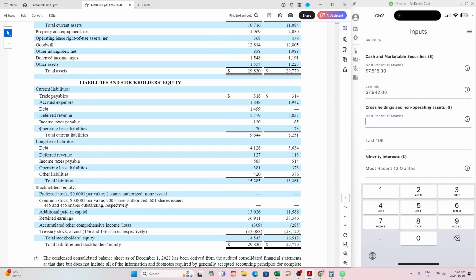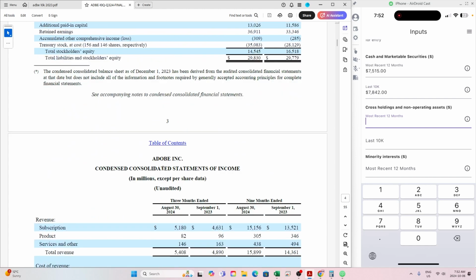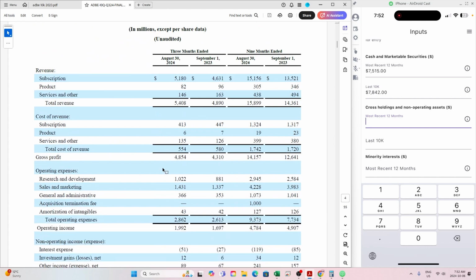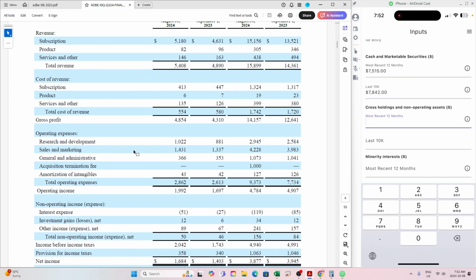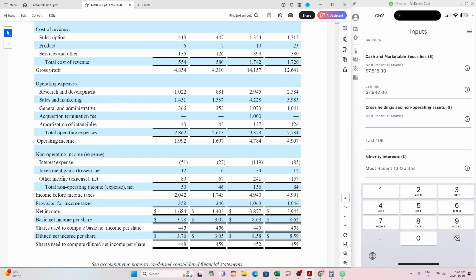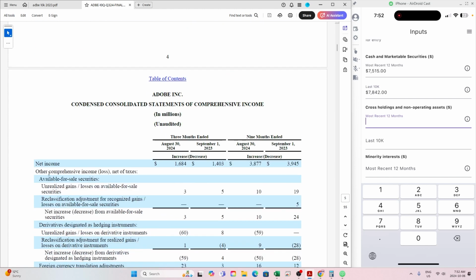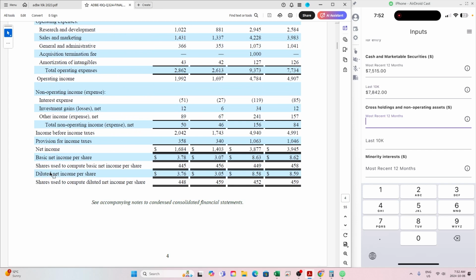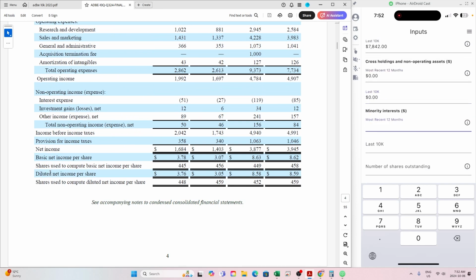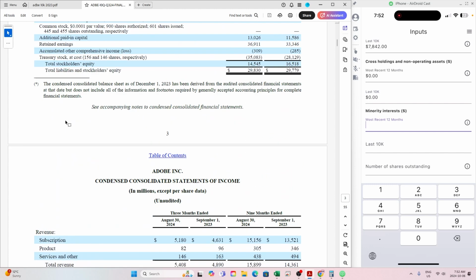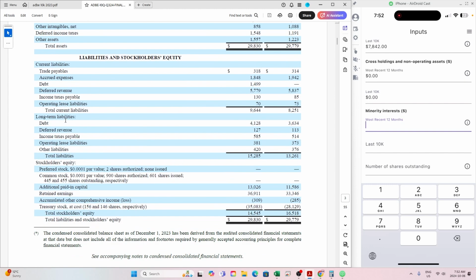Next section is cross holding or non operating asset. In Adobe case, we don't have any cross holdings, so we will put 0 here. I don't see anything regarding cross holding, so I'm putting 0 here. Same with minority interest. There is nothing mentioned about it in the balance sheet. So again, we are putting 0 here.